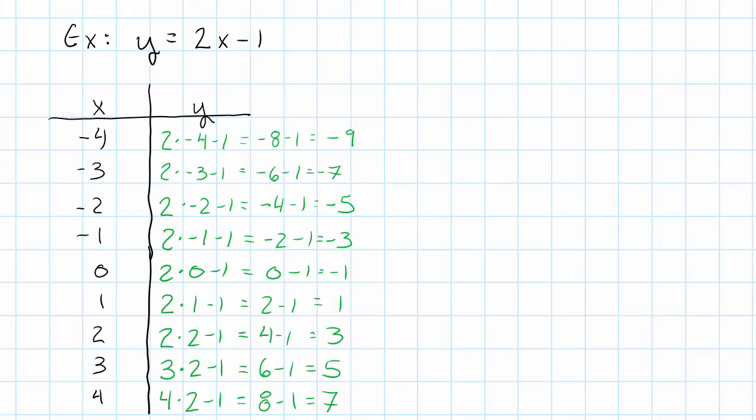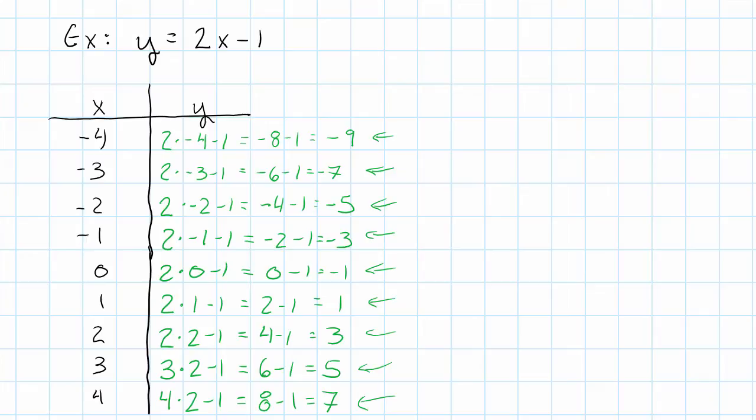So I get these y values: negative 9, negative 7, negative 5, negative 3, negative 1, 1, 3, 5, 7, by computing y for each of these x values. Okay, I want to draw a graph that shows each of these points.